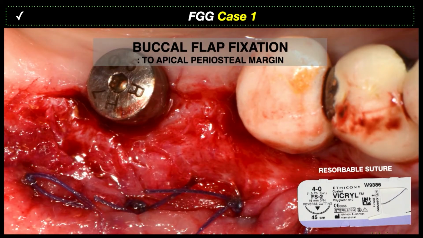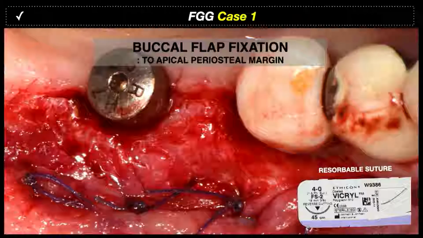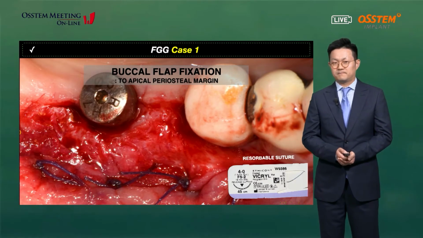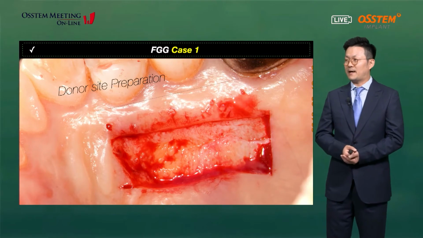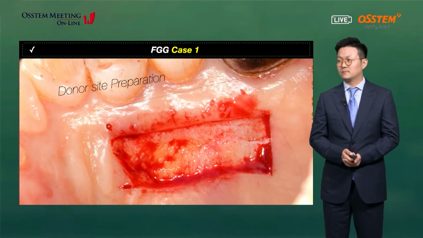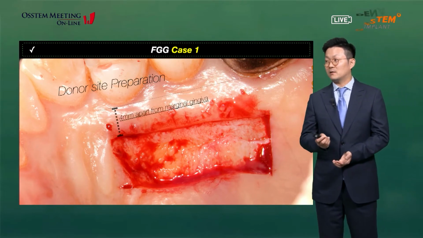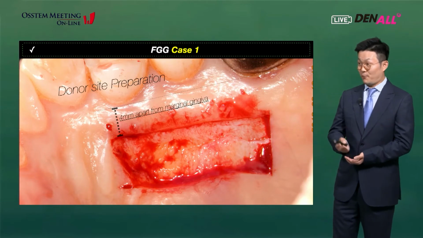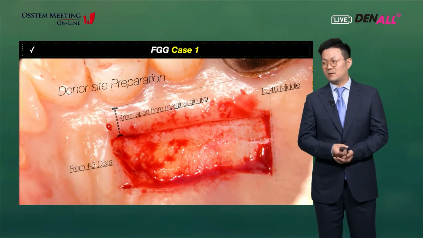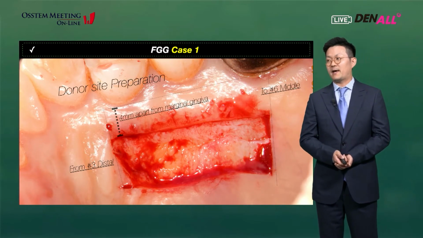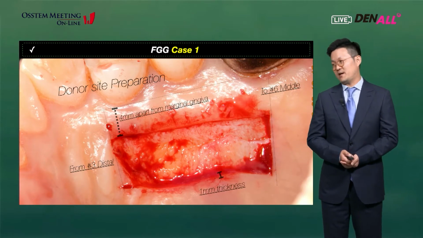After that, I fixed the buccal flap to the apical periosteal margin because I had made the periosteal release. In this case, I like to use a micro-type resorbable suture. And next, I have to do the donor site preparation. As I mentioned before, the incision line must be at least 4 millimeters apart from the marginal gingiva, from the distal of the canine to the middle of the first molar, and 1 millimeter thickness can be fine.